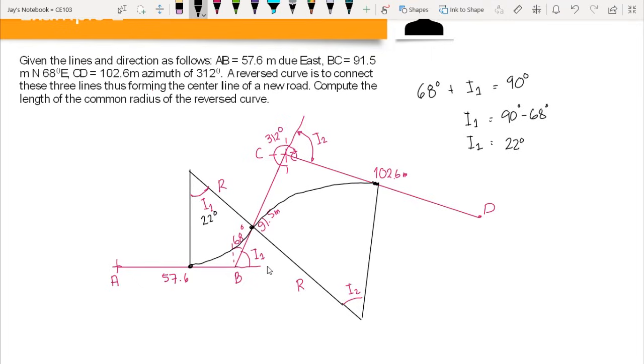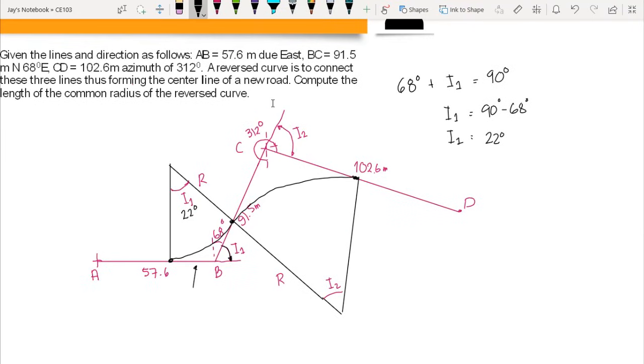Now for I2, we have this I2 here, and we have this azimuth. To compute for I2, we just need this equation. We know that the angle from the south up to the forward tangent is 312 degrees.